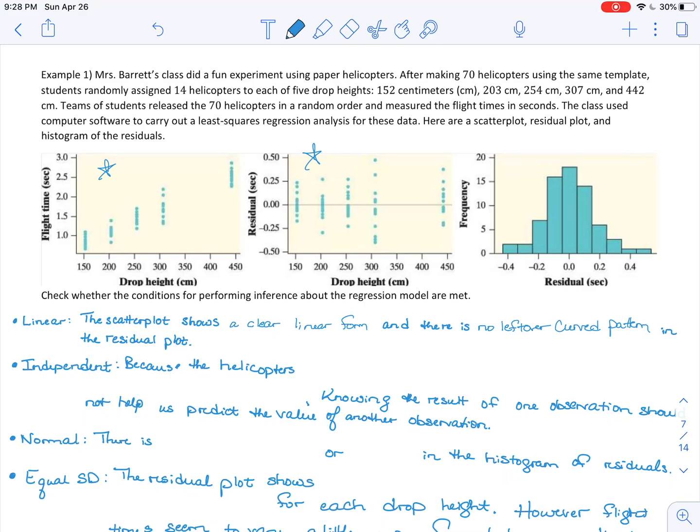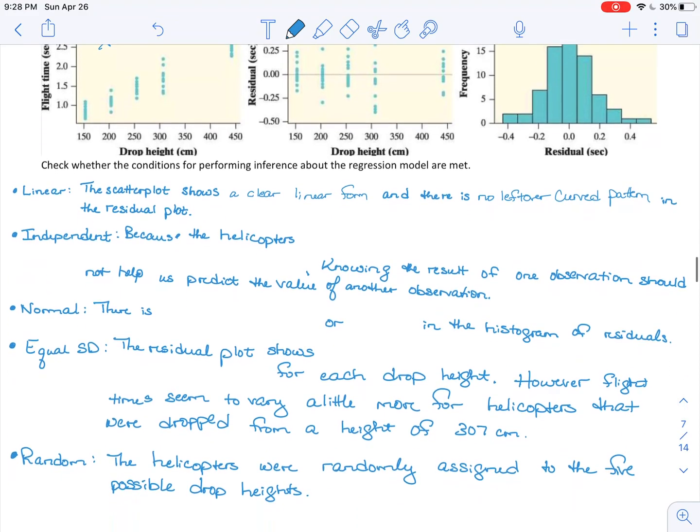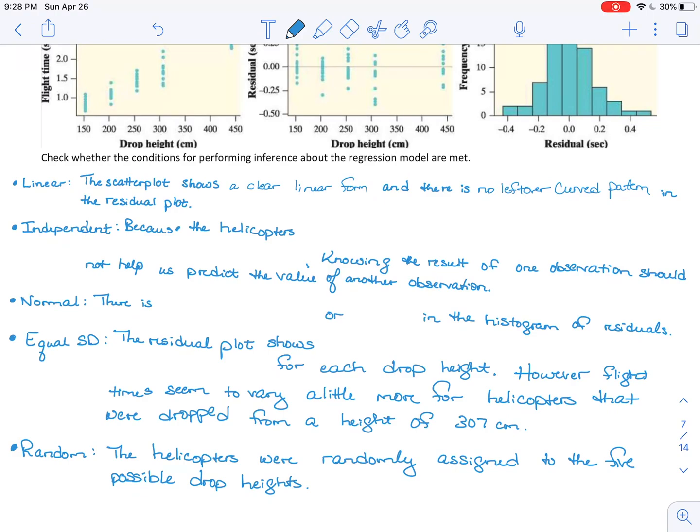To check for independence, because the helicopters were released in a random order, we don't have any helicopter used twice, so we're not going to be able to use one result to make predictions for another observation. That's really how we know we have independence. So we're not checking the 10% condition. There was no random sampling. We don't have a population of helicopters from which we selected a smaller sample. So I'm not checking the 10% condition. I'm just making sure that there's no way that one outcome helps me make predictions for the next.